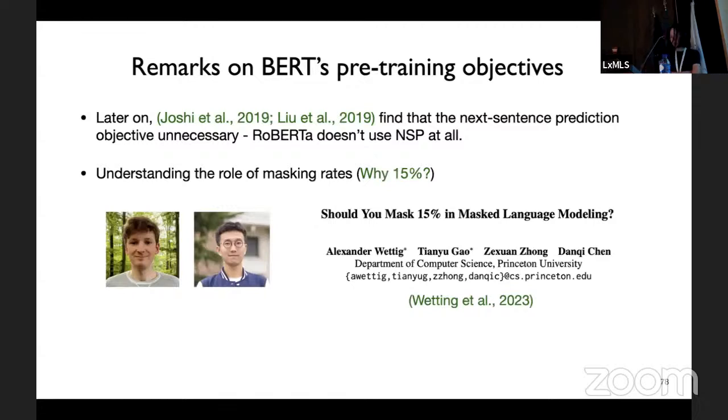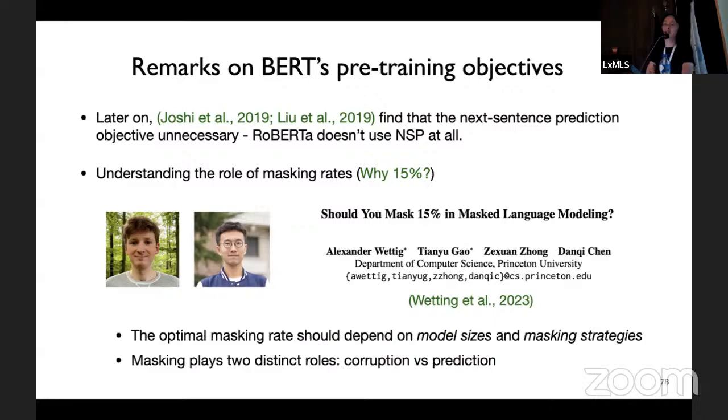And we also had a paper in 2013, last year, trying to understand the role of this masking rate. So why do you actually want this 15%? It feels like a magical number. So we wrote a paper, the title is just called "Should You Mask 15% in Masked Language Modeling?" The paper was presented at EACL last year.